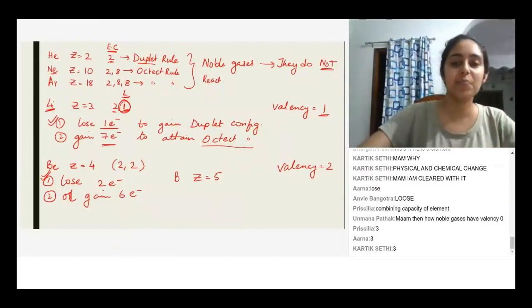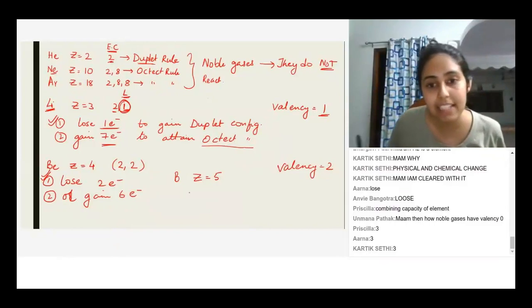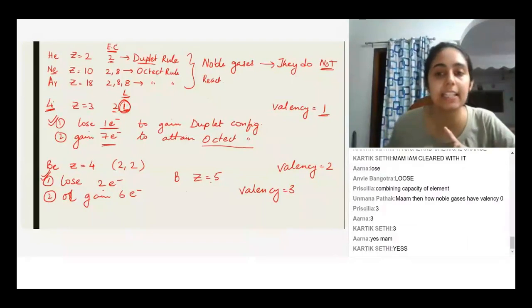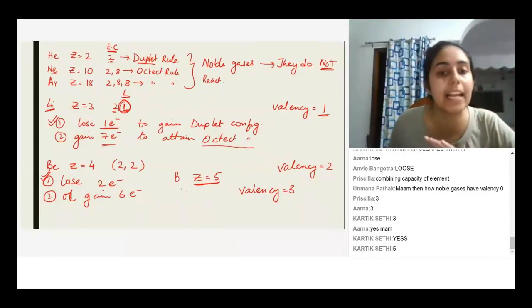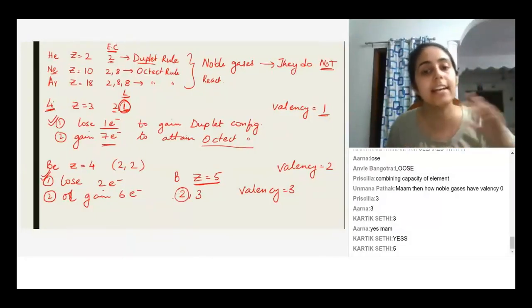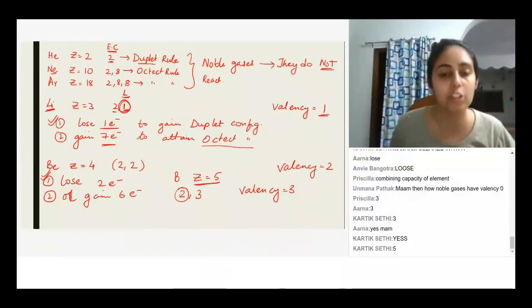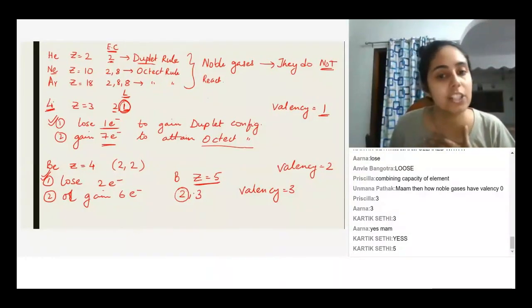Okay, so the valency of boron is 3. Did everybody understand this? How does it have valency 3? Its atomic number is 5, meaning the electronic configuration is 2, 3. Why? Because the K shell will always have a maximum of 2 electrons. So first I fill the K shell with 2 electrons. The remaining 3 electrons I put in the next shell, which is the L shell.